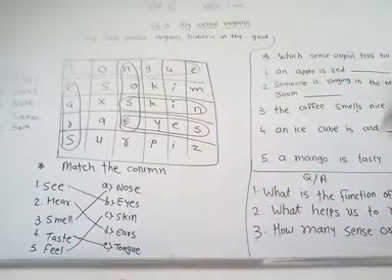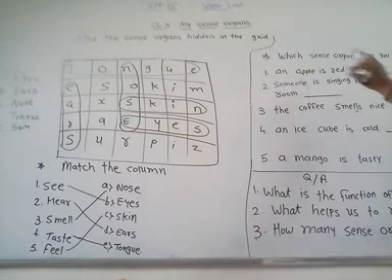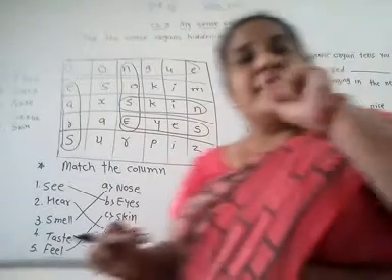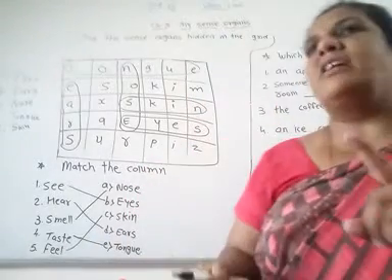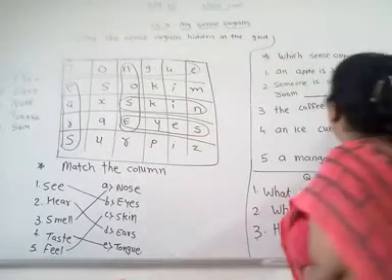Now here some sentences are given to you. You have to write here the sense organs. An apple is red. How do we know the apple is red? By seeing. So which sense organ helps us to see? That is our eyes. So what is the spelling of eye?